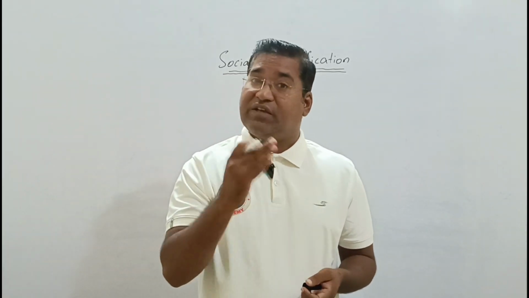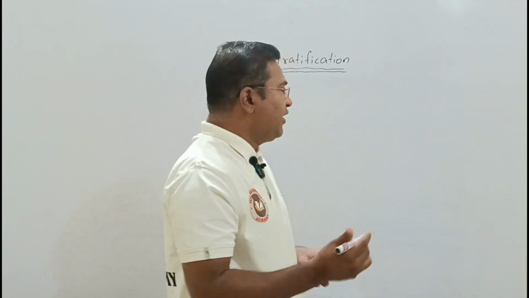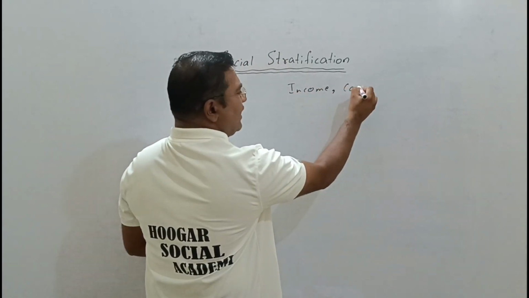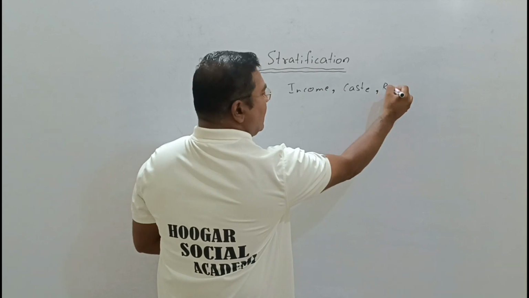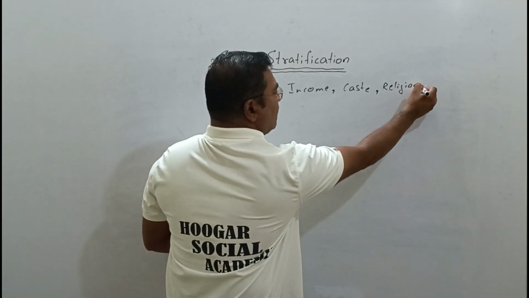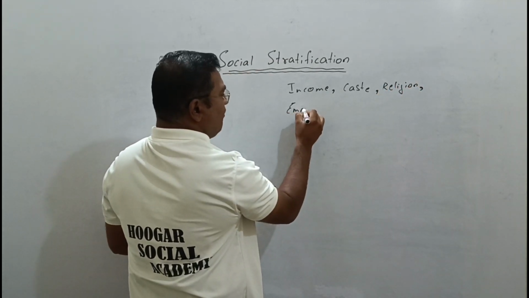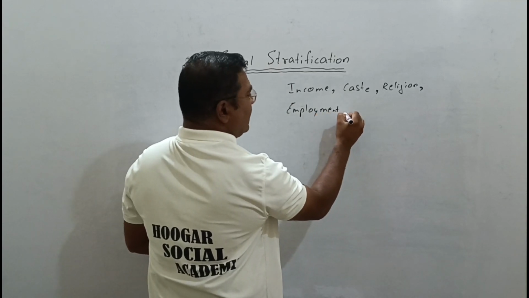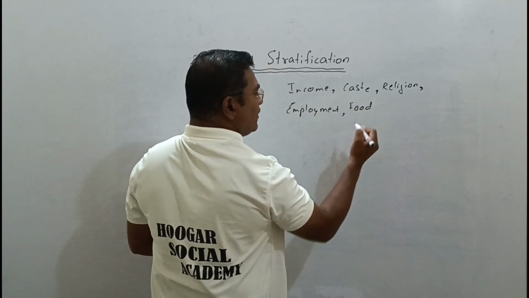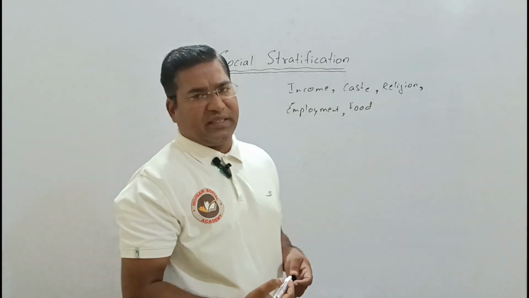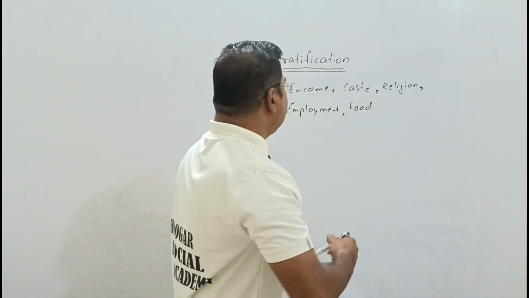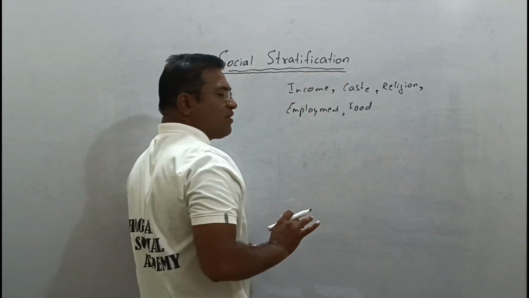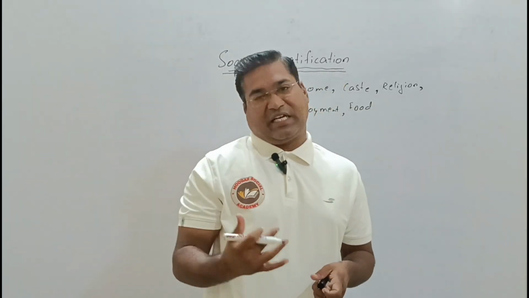in the name of income, caste, religion, employment, food, and many more. In this form, there is a classification, and this classification itself is referred to as stratification.